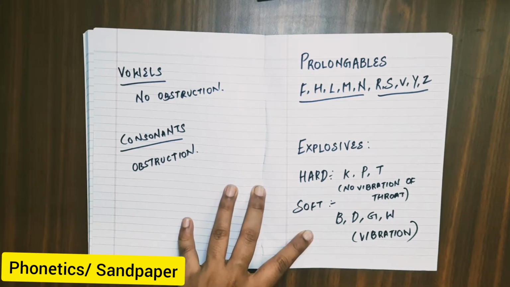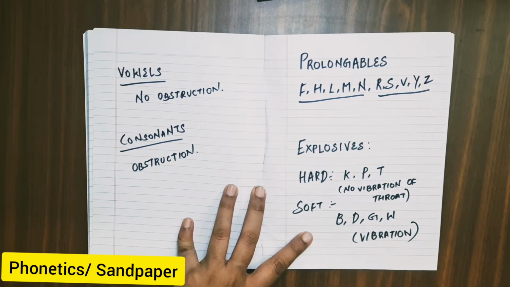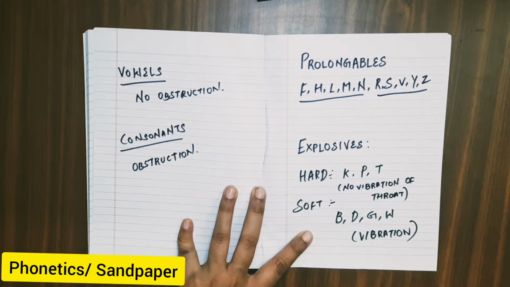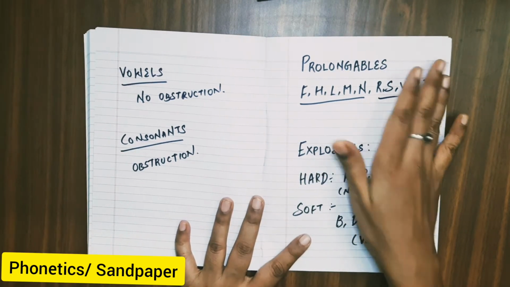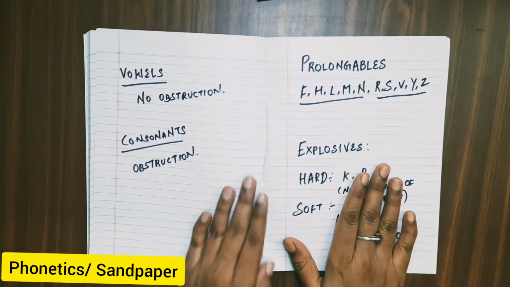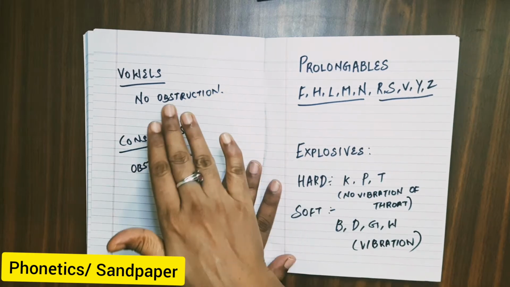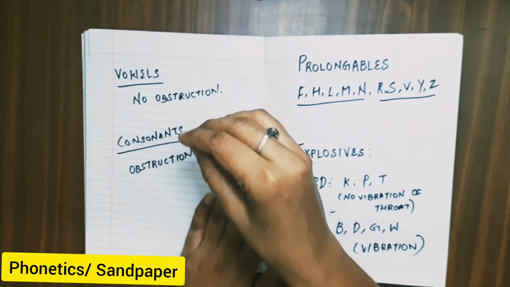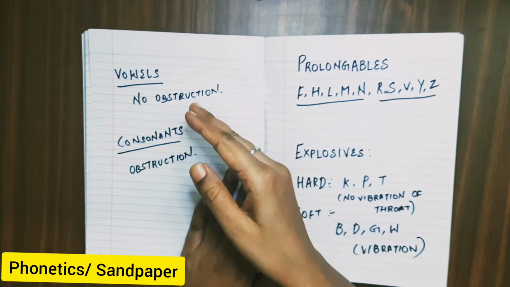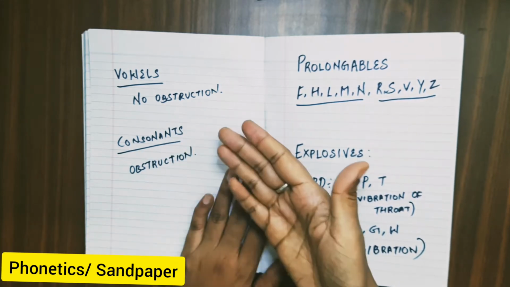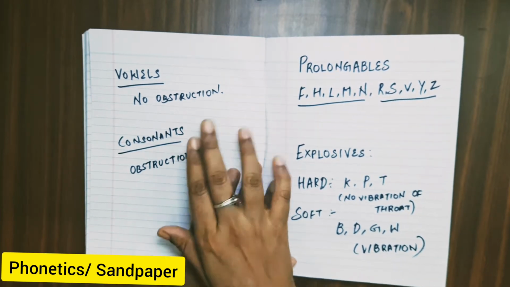This is part 3 when it comes to sandpapers. In the first video, part 1, we introduced vowels. In part 2, we introduced consonants, the prolongables part. And this is part 3 where I'm going to show you explosives. So I repeat once again, first we introduce vowels just because they are very few, and if the child understands these vowels, they can blend with any consonant, and most of the words in English do have vowels.